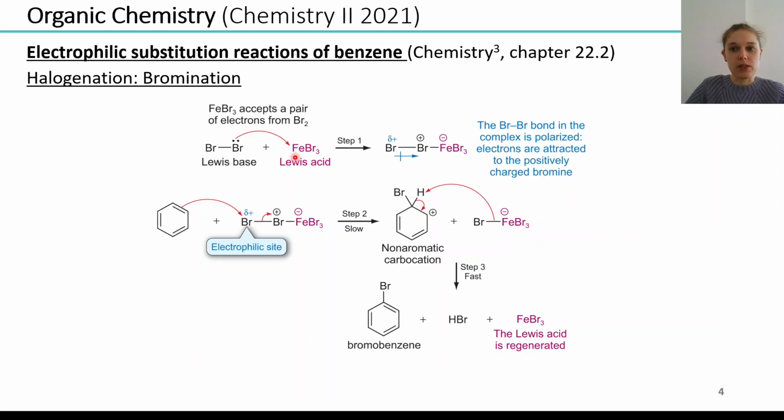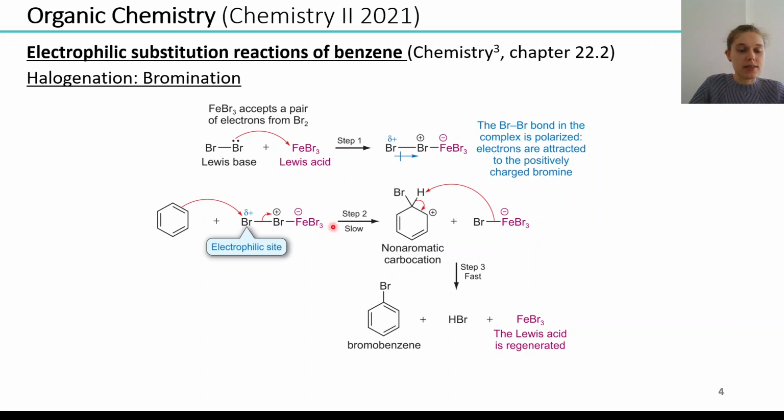So in the first step, the Lewis acid will accept a pair of electrons from the bromine, and then we end up with a so-called coordination complex where we have one partially positively charged bromine atom. This coordination complex is now a much stronger electrophile, and therefore benzene will now act as a nucleophile and the electrophilic substitution reaction will proceed. Here, one of the double bonds of the benzene molecule will attack the partially positively charged bromine atom in this coordination complex.